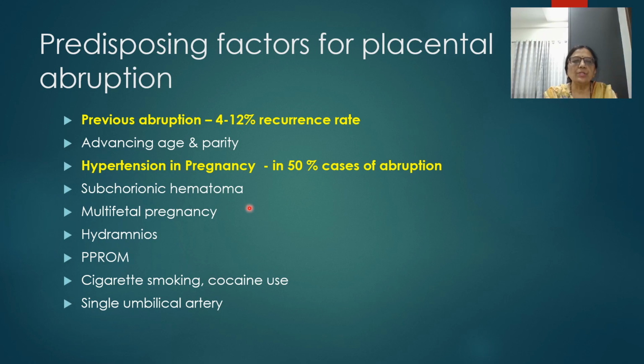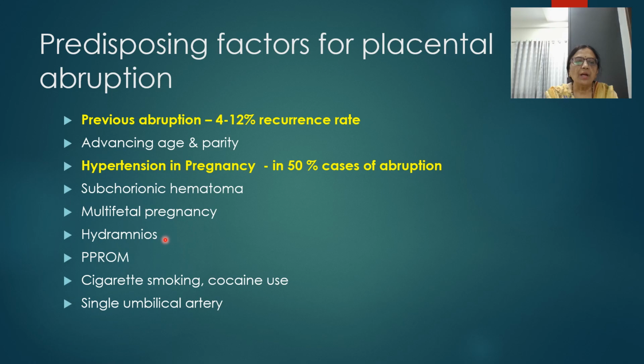Among the predisposing factors, there is a long list, but the most important is a previous history of abruption in the previous pregnancy, where the recurrence is 4 to 12% once there is an abruption. If it has happened twice, the recurrence rate increases to 25%. Advancing age and parity are risk factors. Hypertension in pregnancy is seen in 50% of cases of abruption. Subchorionic hematoma leading to early pregnancy bleeding is a risk factor.